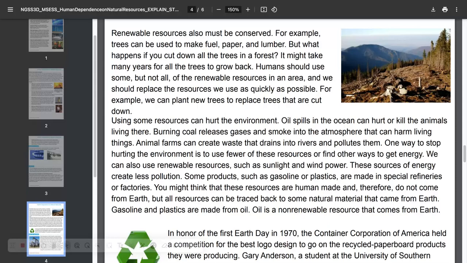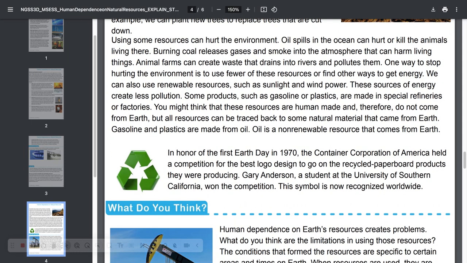Renewable resources also must be considered. For example, trees can be used to make fuel, paper, and lumber. But what happens if you cut down all the trees in the forest? It might take many years for the trees to grow back. Humans should use some, but not all, of the renewable resources in the area, and we should replace the resources we use as quickly as possible. For example, we can plant new trees to replace trees that were cut down.